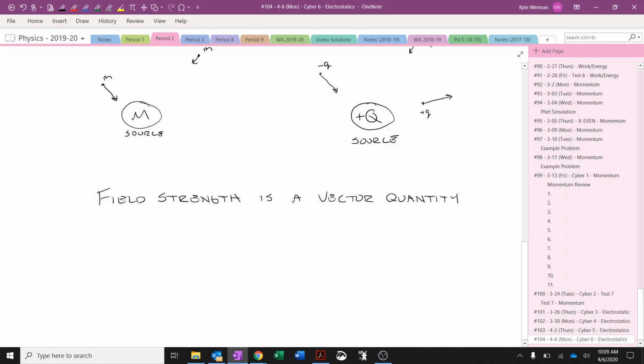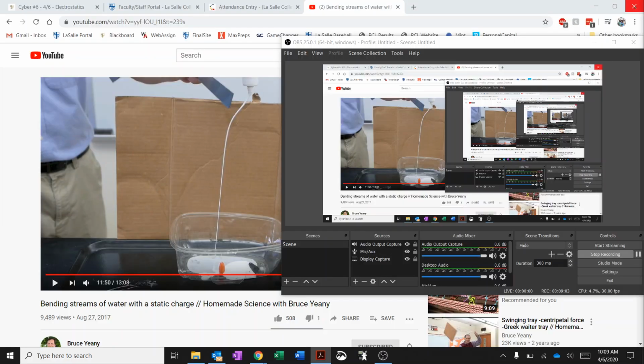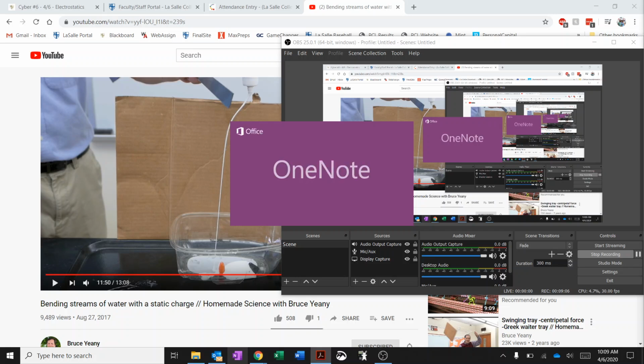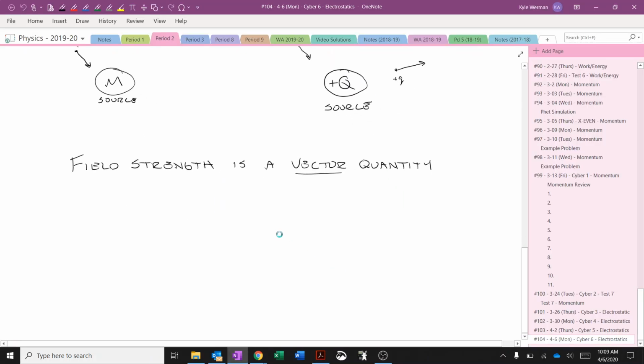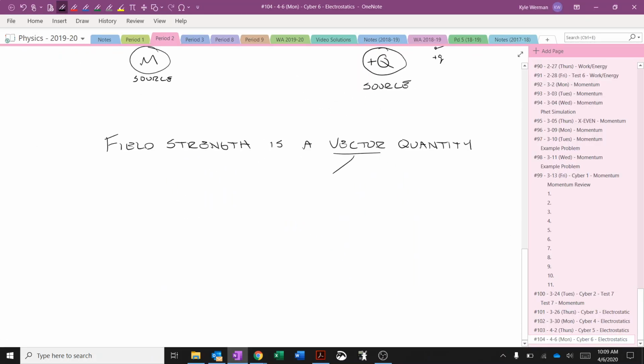So we have to look at the direction component as well. And so we're going to show you just a convention here about how we draw our electric field, and we call them field lines. All right, so it's a vector quantity, and we know a vector quantity has magnitude, so a length of the arrow, and it has direction. All right, that's what defines a vector quantity.